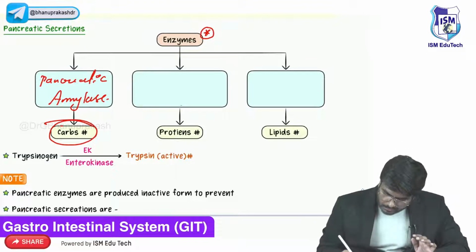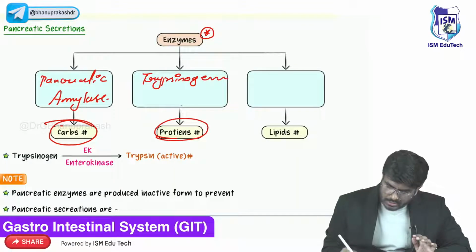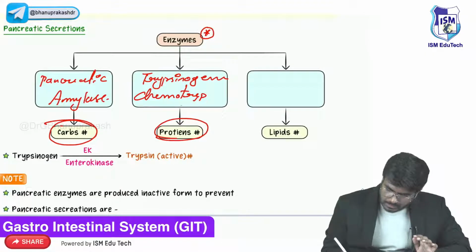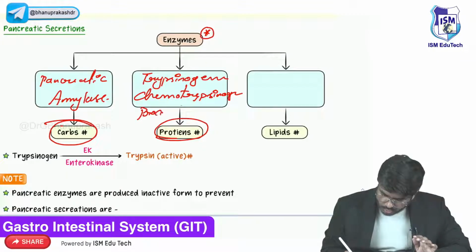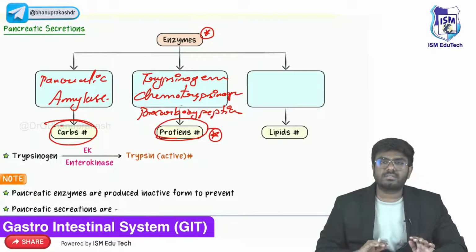Now, what is the enzyme for protein digestion? Trypsinogen, chemotrypsinogen and procarboxypeptidase. So trypsinogen, chemotrypsinogen, procarboxypeptidase, they help in the digestion of proteins.